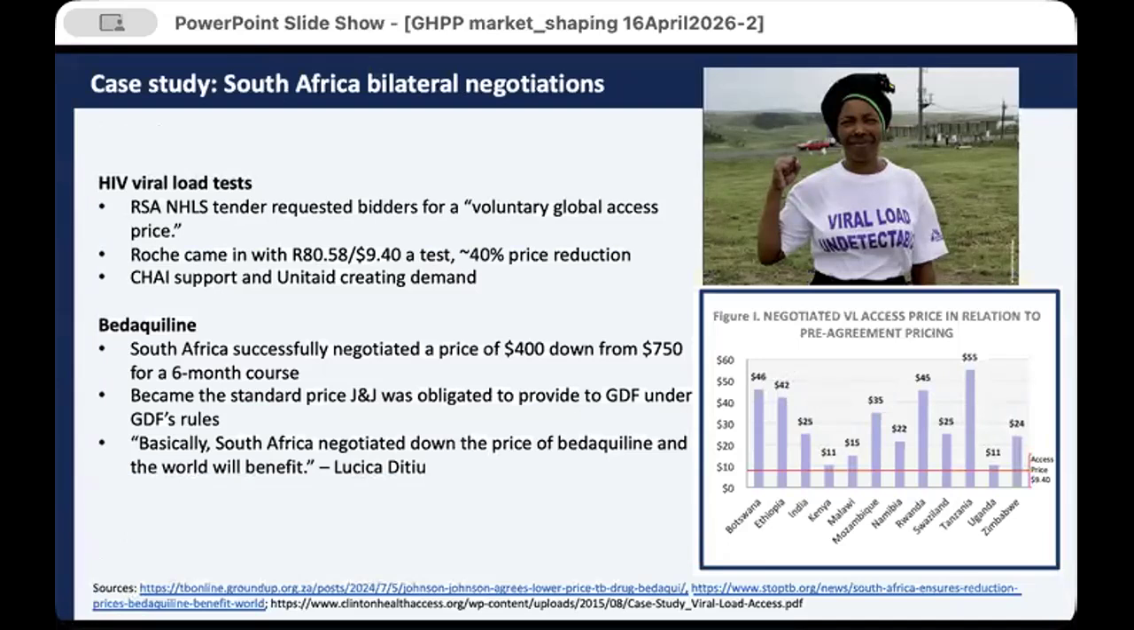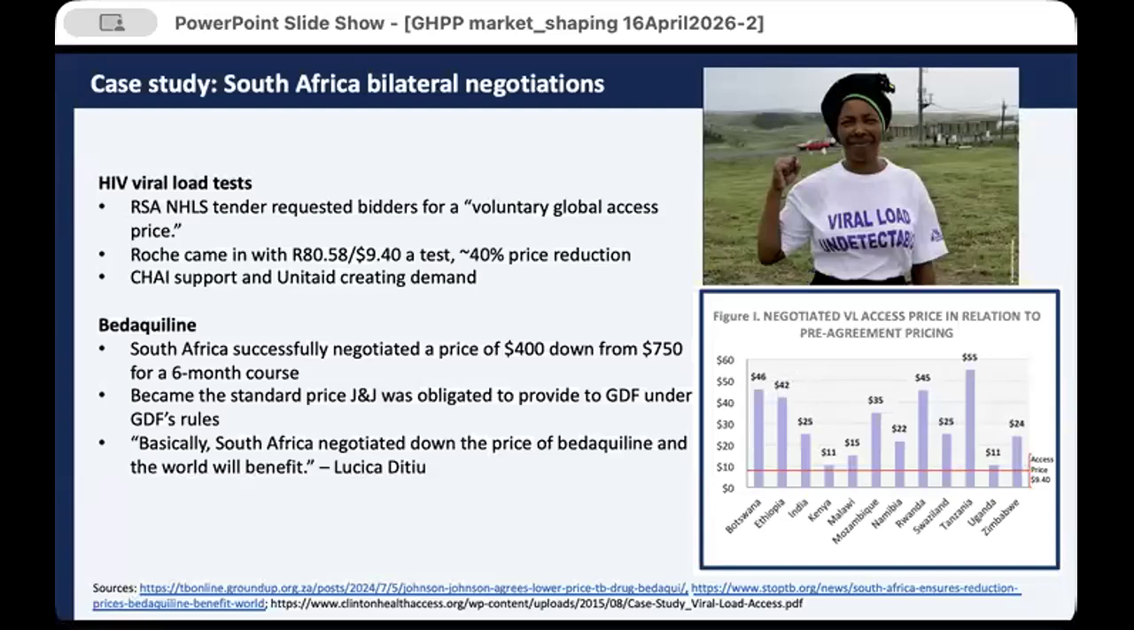We've been talking a lot about the role of global health actors, but there's the essential role of countries themselves, of governments themselves. And I want to flag two examples from South Africa. At one point, South Africa put in their request for bidders that they were required to provide a global access price that they would offer to all LMICs. If you see on the graph here, and sorry if it's fuzzy, there were such high prices being charged for the HIV viral load test across countries. The access price, thanks to the tender that was then awarded to Roche, locked in the price at $9.40 a test. So this was tremendous.